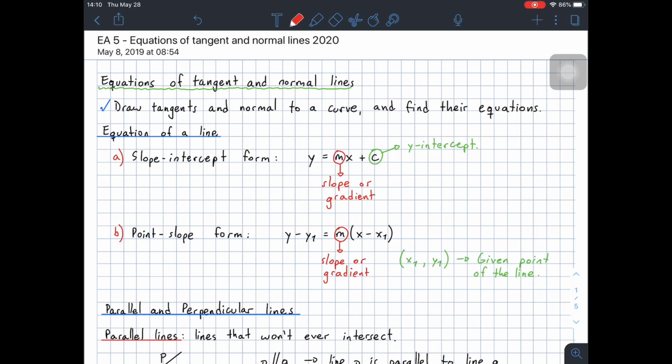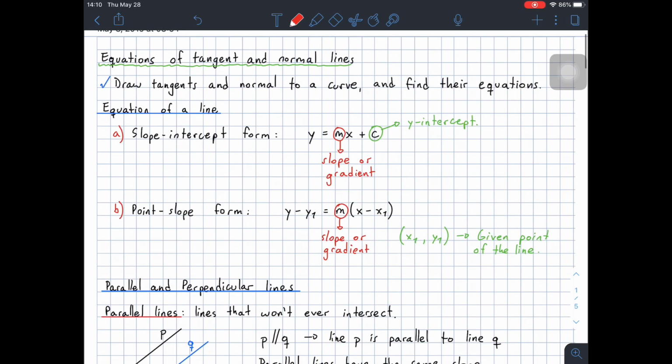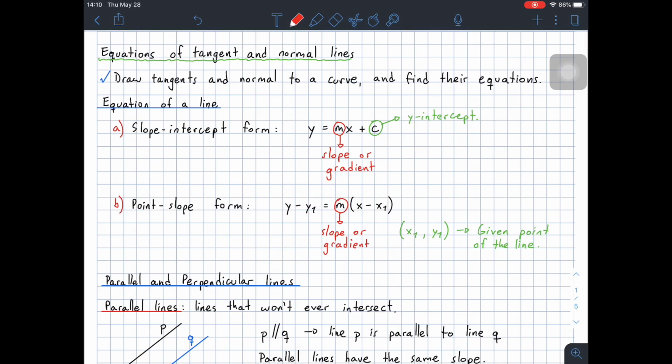And now we're going to see how we can use that concept in order to find the equations of both the tangent and normal lines to a curve at a given point. Okay, so equations of tangent and normal lines. The objective for the class: draw tangents and normals to a curve and find their equations.